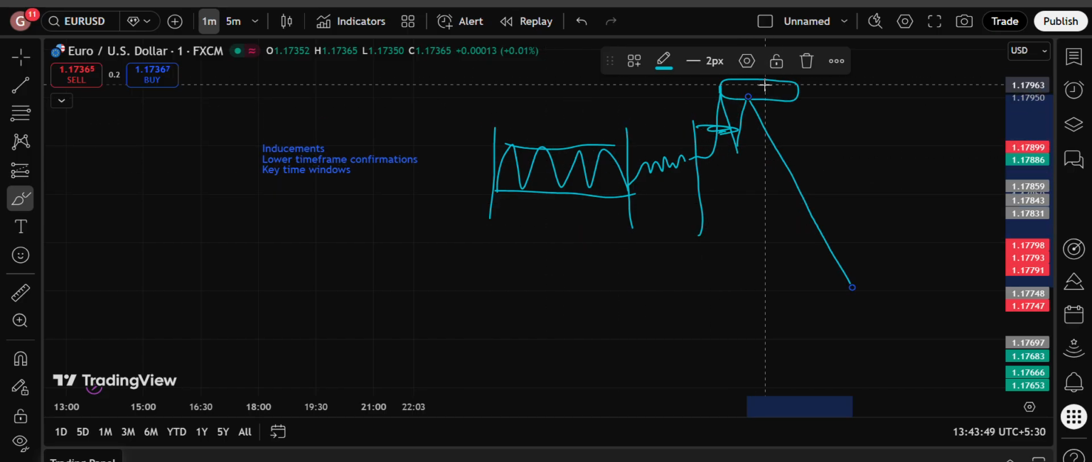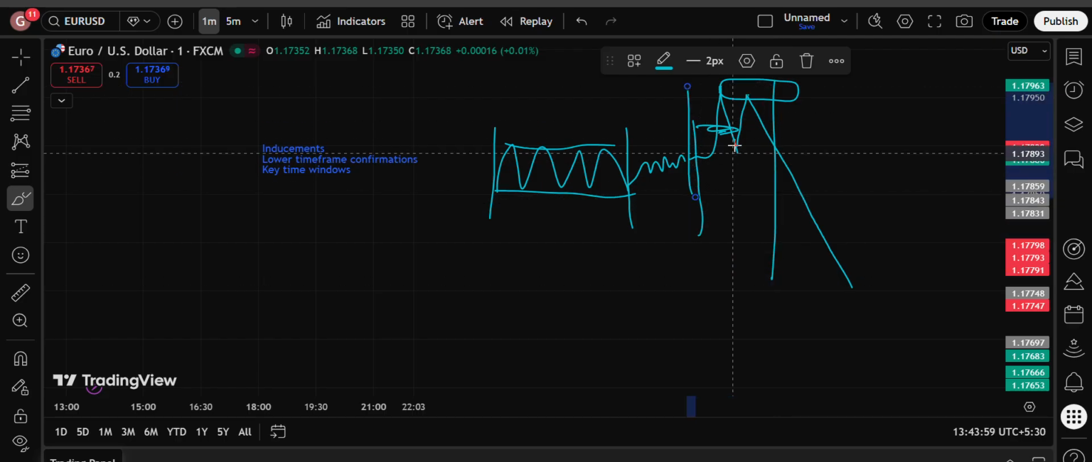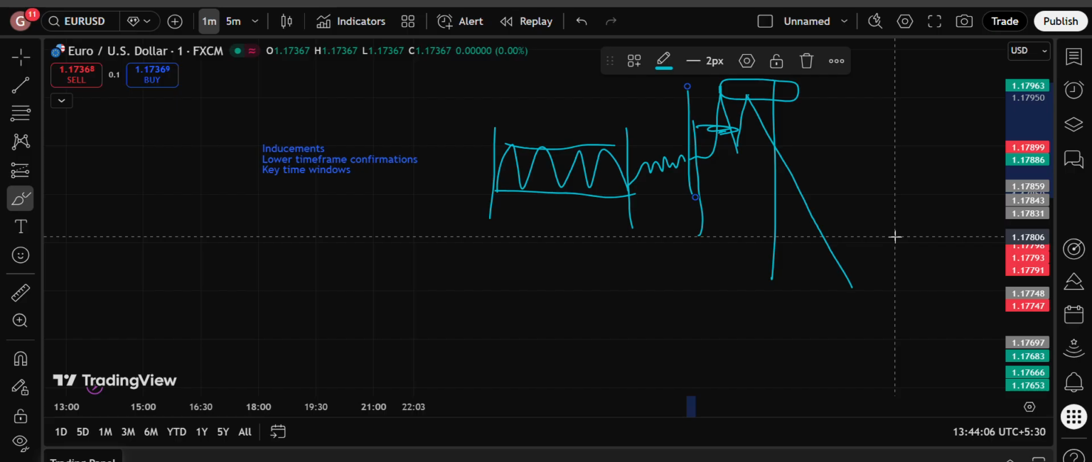So that's the thing. So inducement has been done. Lower time frame confirmation, as I explained, that has been done. And key time window. So key time window, this is the London Open. So we look for London Open and trade within our London Open. So past London Open, we do not take any trades because it's likely to be manipulative. And apart from the key time windows I mentioned, other time windows are more likely to be manipulative, and I don't take any trades in those regions.